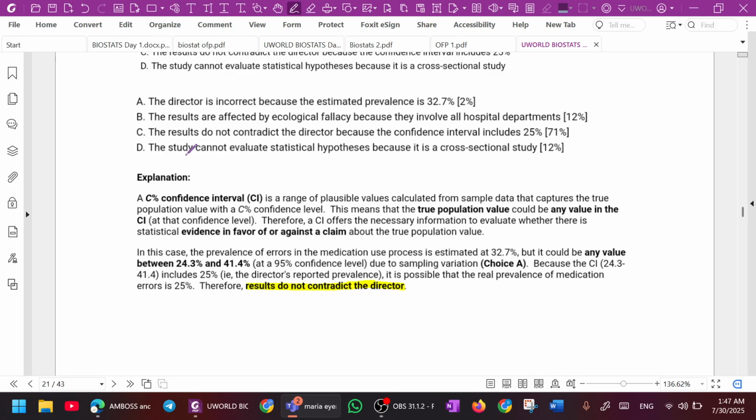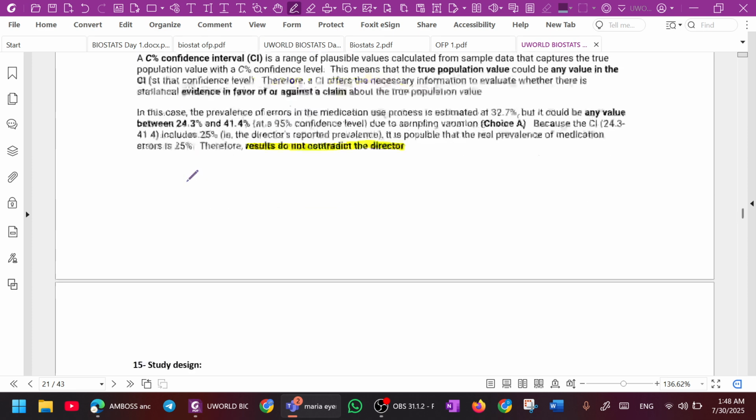That's kind of what they're saying. So the director didn't lie. He didn't do anything wrong because his number is still within the interval. Okay. Next.